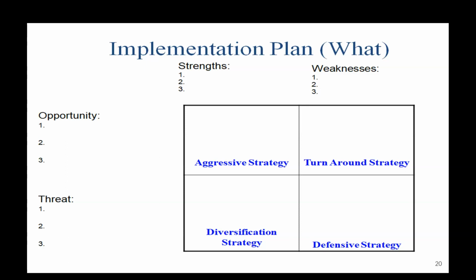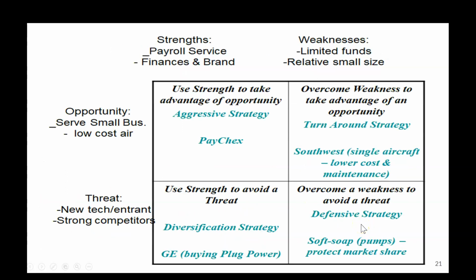And from them, you can begin to combine, not all opportunities, not all strengths, but one strength and one opportunity to come up with one aggressive strategy, one weakness and one opportunity to come up with a turnaround strategy, one strength and one threat to get a diversification strategy, and one weakness that has to be overcome to address one threat for a defensive strategy.